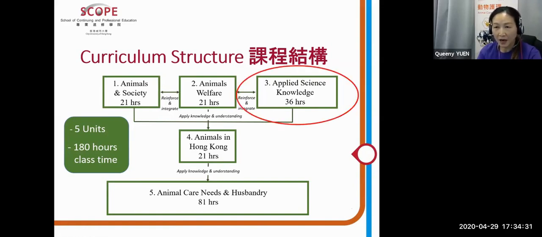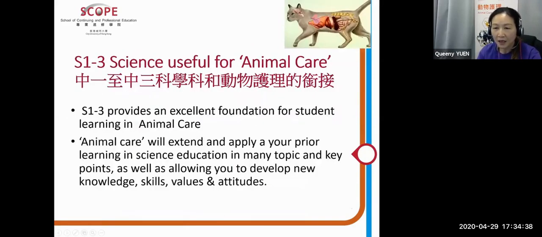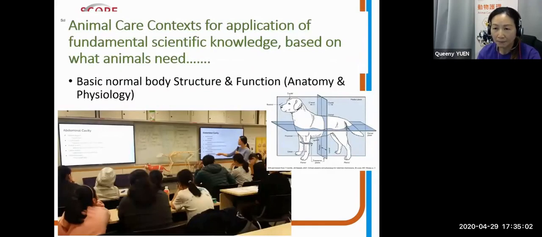To start with, I would like to highlight to you Module 3, Applied Knowledge, Science Knowledge. Here in this module, you get to recall and apply the basic knowledge you gained in science during secondary form 1 to 3. Animal Care also provides you with practical contexts of how an animal body functions well for you to learn more fundamental biological knowledge, which would also help you in your DSE biology studies.